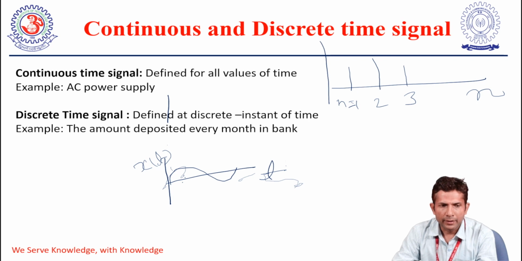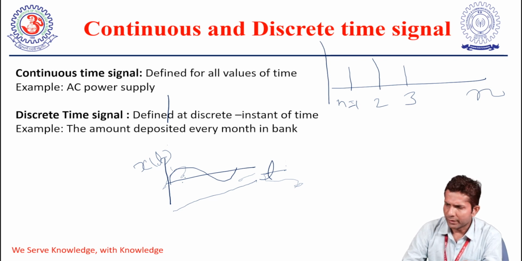Whereas a sinusoidal AC waveform is defined at every time instant. You can see here that at all the time instants these are defined. So this is basically the difference between a continuous time signal and a discrete time signal. I hope that you have understood it clearly.